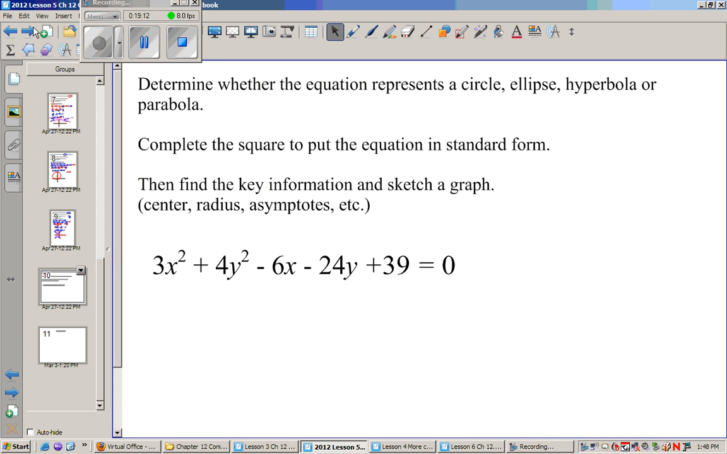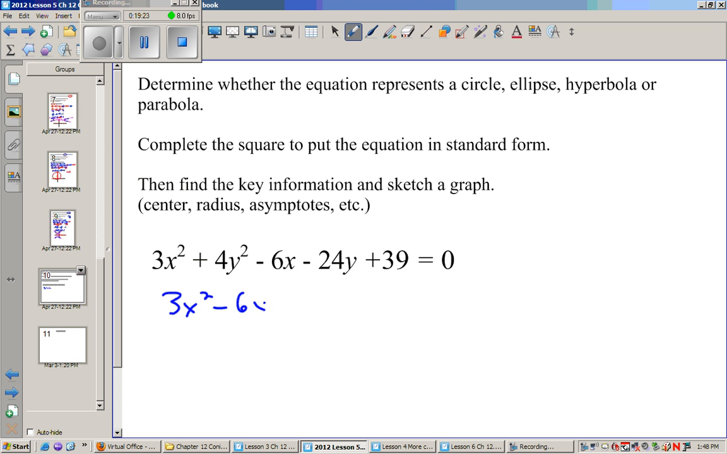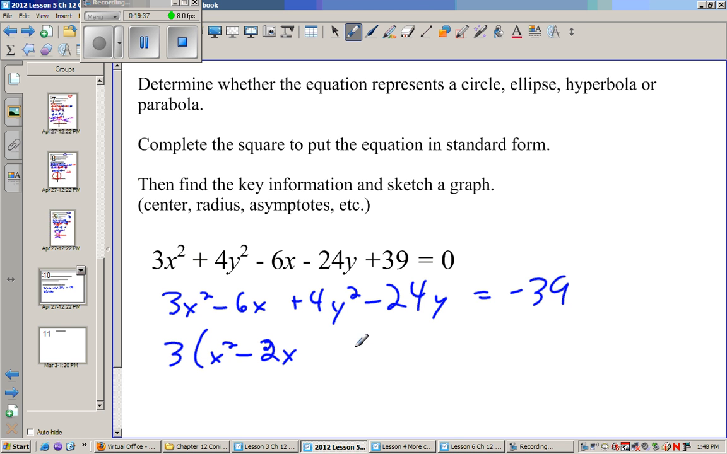We have one more example to go through. Again, I want you to try this one on your own, see how you do. First thing I do is put the x's together. X squared minus 6x plus 4y squared minus 24y. Now put this on the other side, and that equals negative 39. I can take a 3 out of both sides here. That would be a 2x. I can take a 4 out of both here. Now I can add 1 there, and I'd have to add 9 here to make those perfect squares.